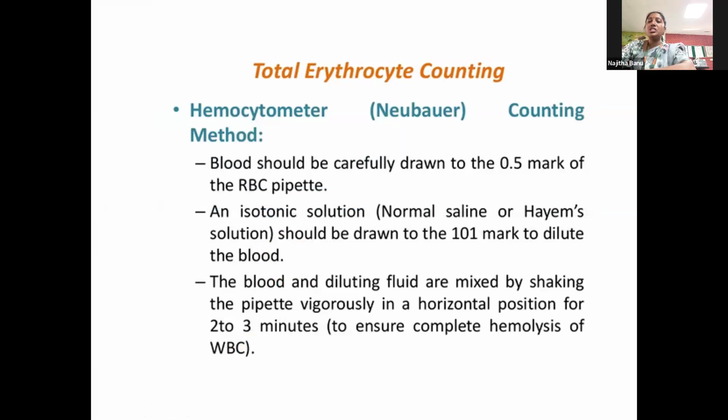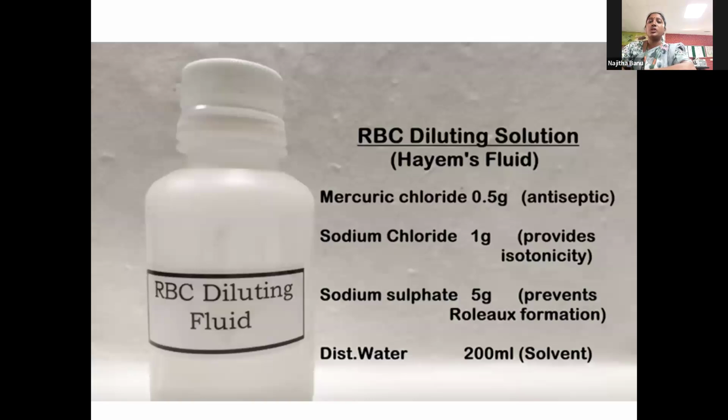So this is the information I already discussed when I was performing the experiment. Okay, the 0.5 mark of the RBC pipette. Then you have to use the Hayem solution, that is your isotonic solution, up to the 1.0 mark. Then we mix vigorously for the hemolysis purpose. As I already discussed with you, I will give you the detailed information about the RBC diluting fluid or Hayem fluid solution. Here you can see it contains mercuric chloride, sodium sulfate, and then distilled water. It is commercially available. There is no need for preparation.